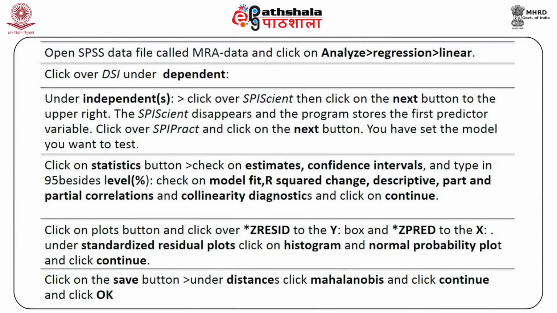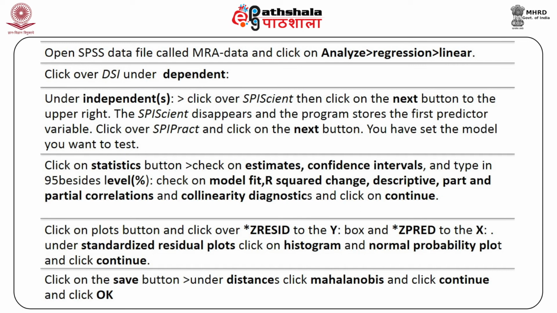Bivariate correlation coefficients, multiple correlation coefficients, and sequential regression analysis will be conducted at alpha equal to 0.05. The commands that can be given are: open the SPSS data file called MRA data and click on Analyze, go to Regression, then to Linear. Click over DSI, that is, Dissertation Stress Inventory scores, under Dependent. Under Independent, click over SPI Scientist, then click on the Next button to the upper right.